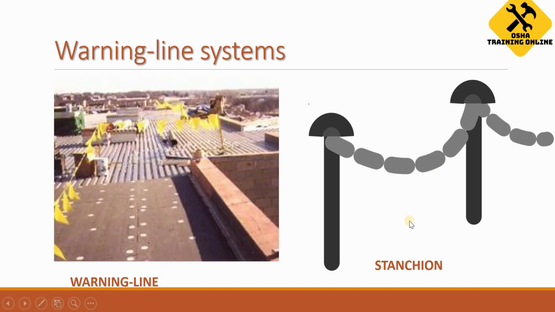Now this is called a stanchion. You may have seen that this is a certain kind of barricade in different construction works. You may have seen this. It is called a stanchion. A stanchion basically keeps people from crossing certain areas and forms a barricade.